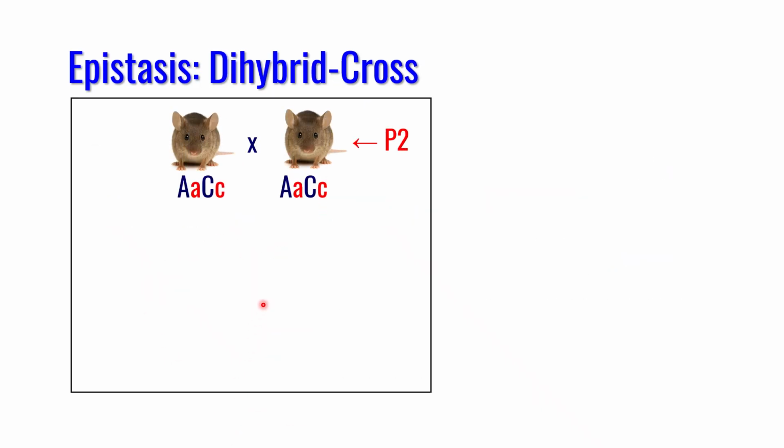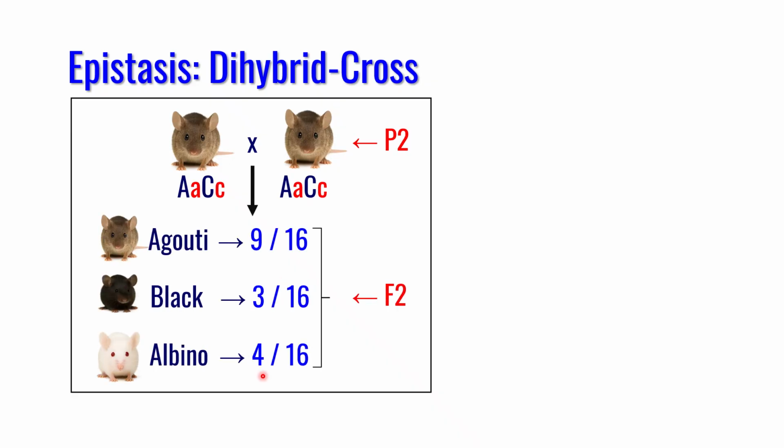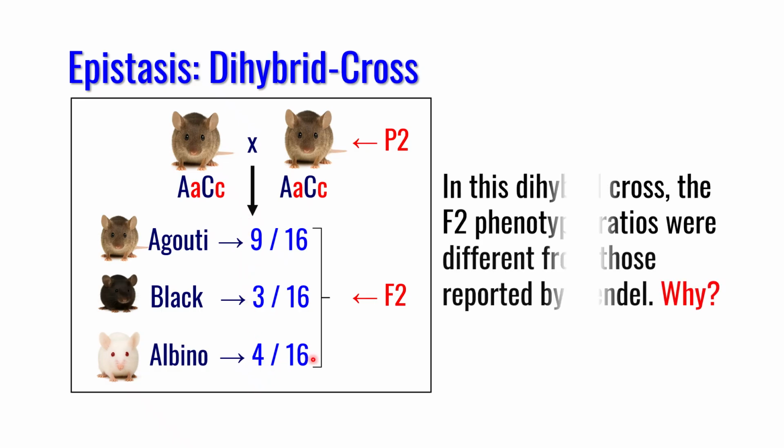A cross between dihybrid mice in the F2 generation resulted in the formation of 9 agouti, 3 black and 4 albinos. This ratio 9:3:4 is in contrast with what Mendel reported, 9:3:3:1. The reason for this will be explained in the next slide using the Punnett square method.